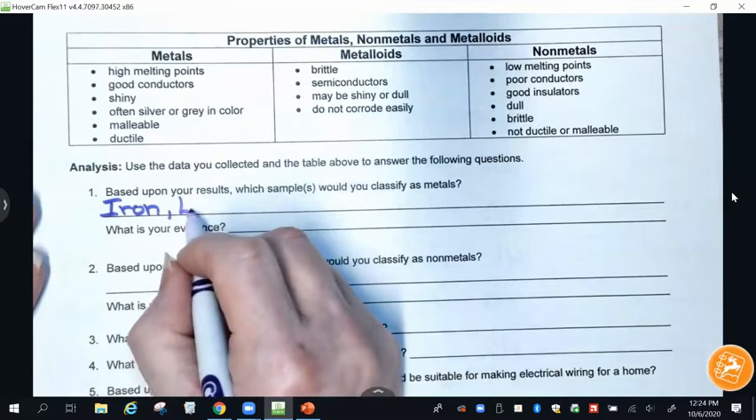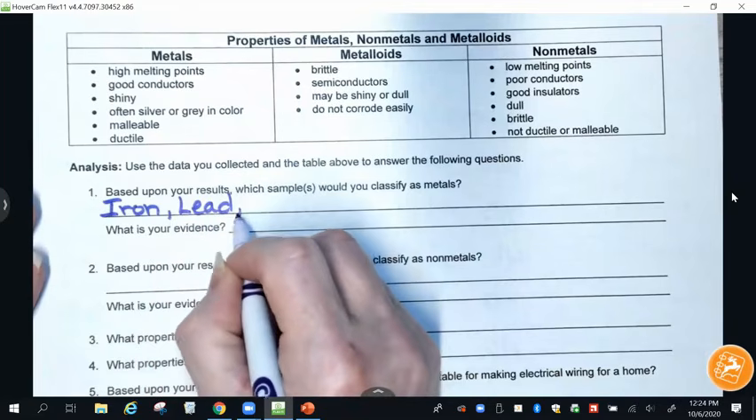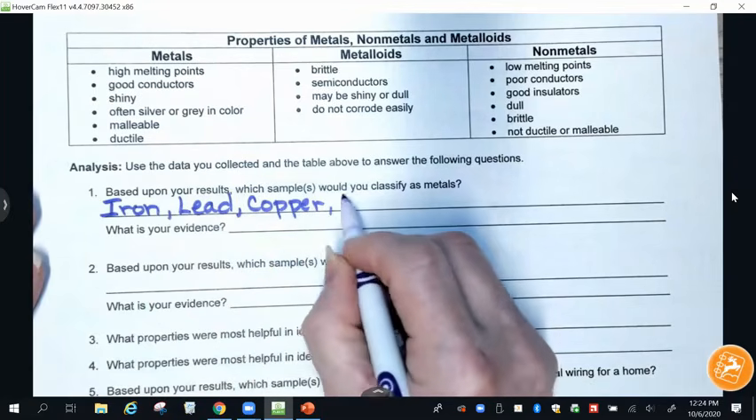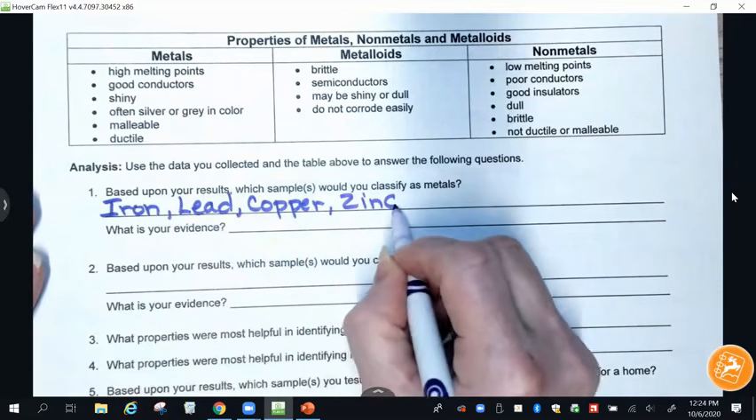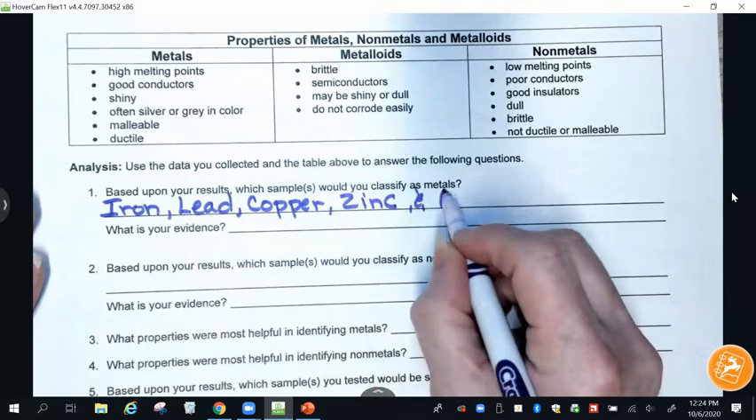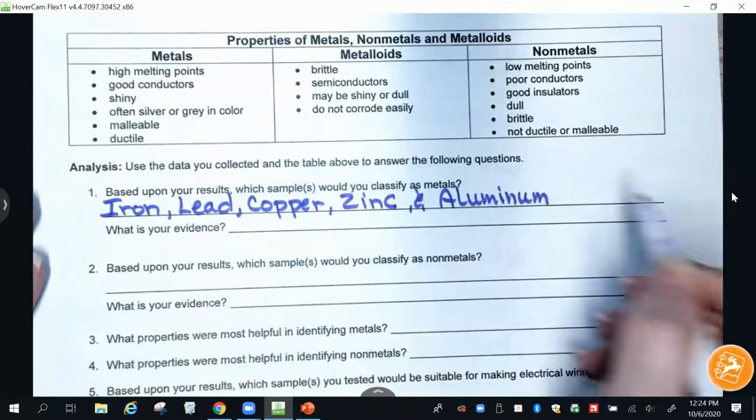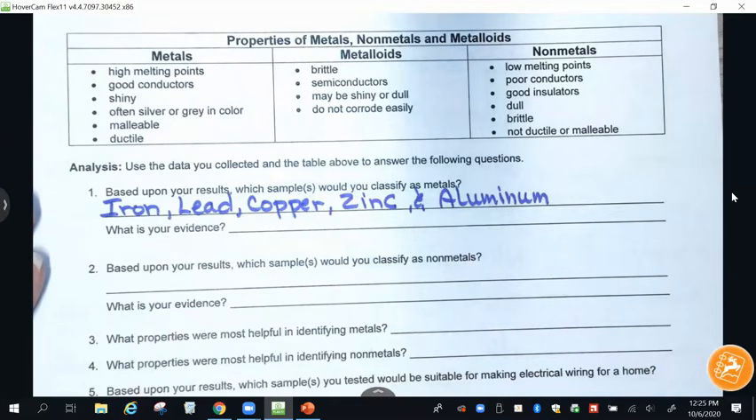The next one was lead, copper, zinc, and the last one was aluminum. How do you spell zinc? It's on your paper. Z-I-N-C.